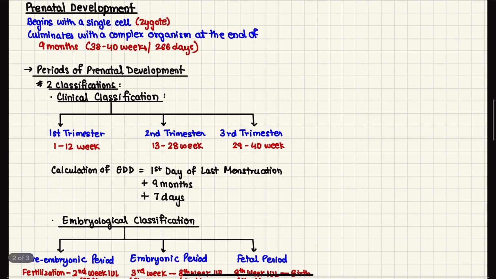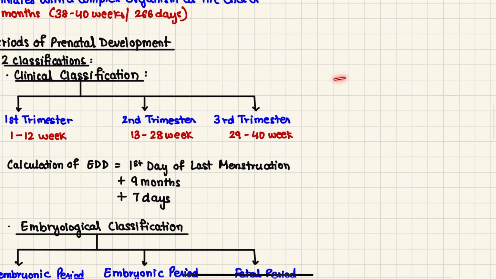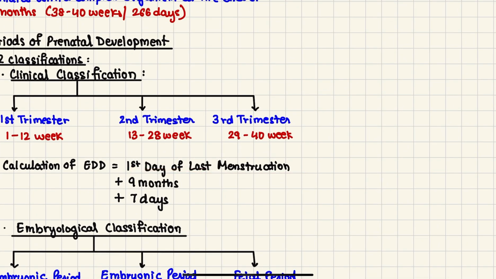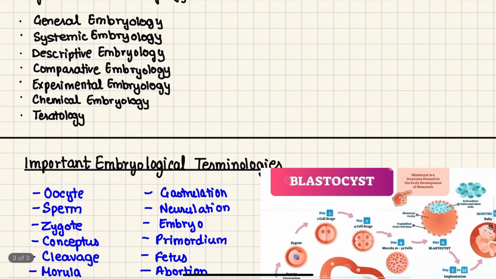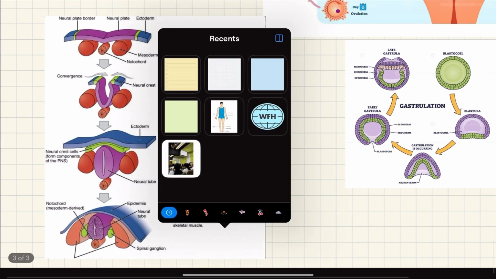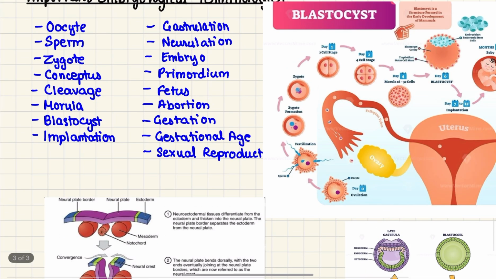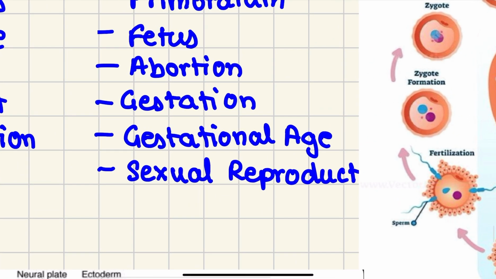Here we have the gestational phase. First day of last menstruation plus 9 months plus 7 days. This will be your gestational period. But let's say a female visits you while she's pregnant, you need to calculate what is her gestational age. What is the gestational age of the fetus? You will ask the female what her last menstrual date was, and accordingly calculate it.